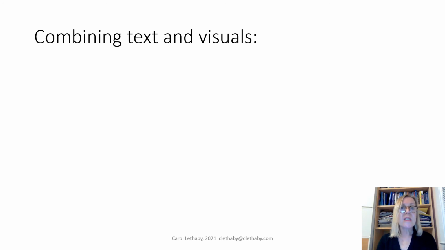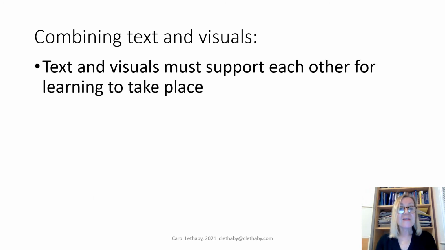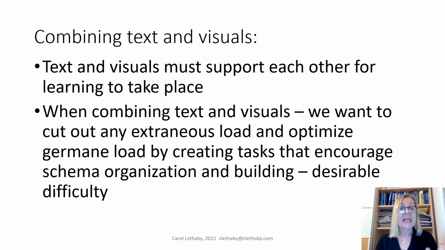Okay, so when combining text and visuals, here are a couple of important points to bear in mind. First of all, text and visuals must support each other for learning to take place. That's the important point here. And secondly, we have to make sure that we cut out any extraneous load, any redundant extra visual or auditory information that learners don't need and that may be distracting them and adding to their cognitive load.